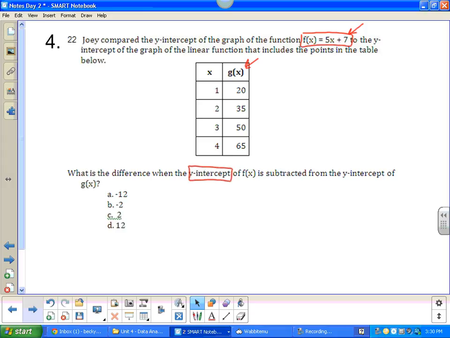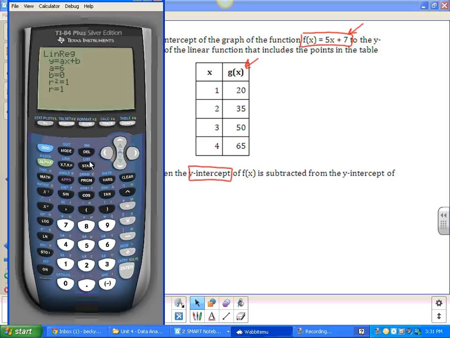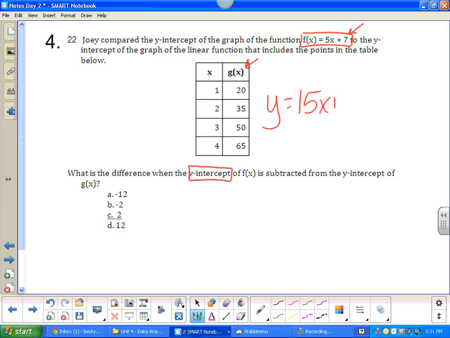So the first thing I'm going to do, I'm going to take my calculator and go to stat, clear out what's in there, and type in my data. Oh, messed that one. There we go. And then I quit. There's stat, calc, number 4, enter. Okay, so the equation would be y equals 15x plus 5. So g's y-intercept is a 5.